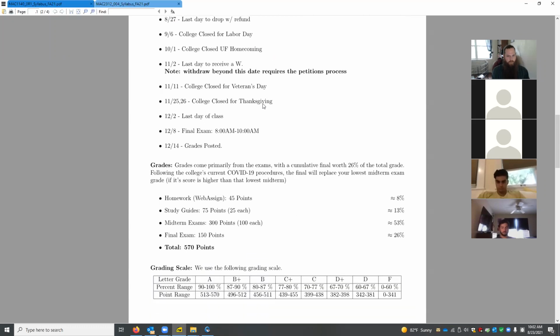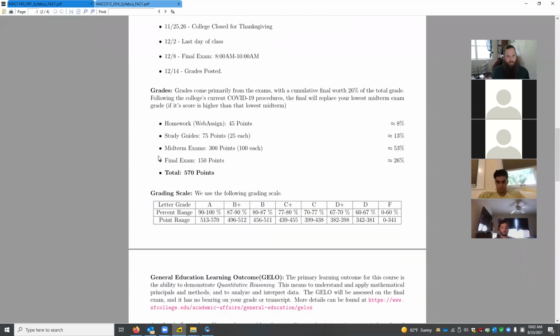All right, the grade breakdown for this class. It's mostly tests. We've got 3 midterms, each one's worth 100 points. That's a little more than half the grade. We've got a final that's worth 150 points. That is a little bit more than a quarter of the grade. So you see between these two, you have more than 75% of the grade. More than 75% of the grade comes from proctored exams.